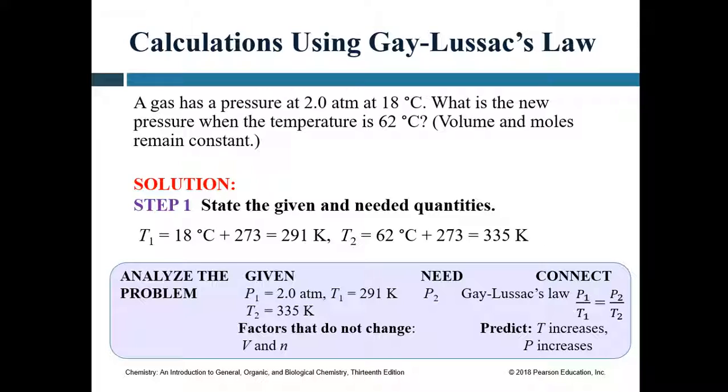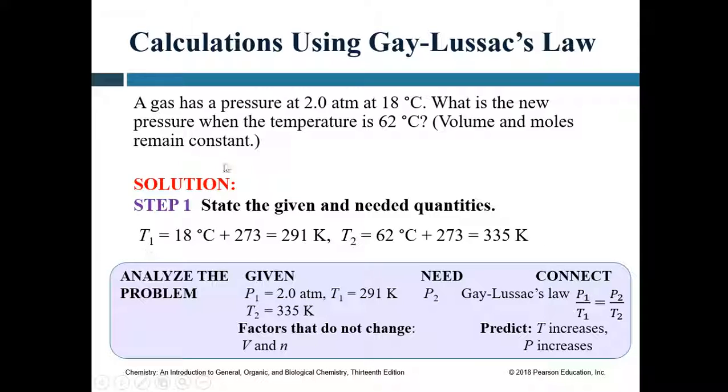Now let's do some calculations here. A gas has a pressure of 2 atmospheres at 18 degrees Celsius. What's the new pressure when the temperature is 62 degrees Celsius? Now remember, assuming that the volume and moles remain constant. Remember, this is a direct relationship. So if the temperature increases, so will the pressure. So your answer is going to be more. Well, let's just see exactly how much more.